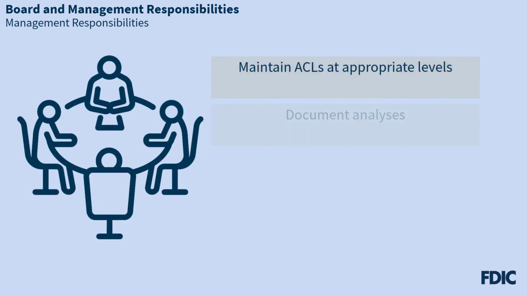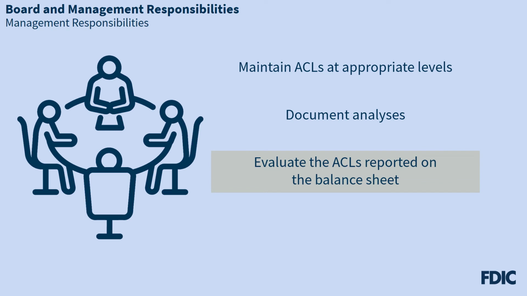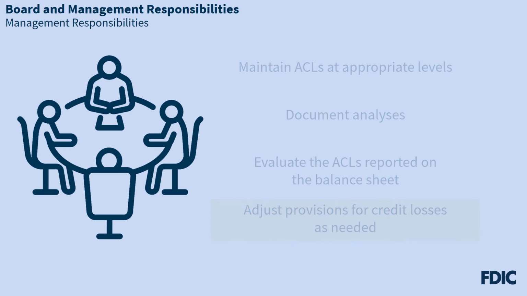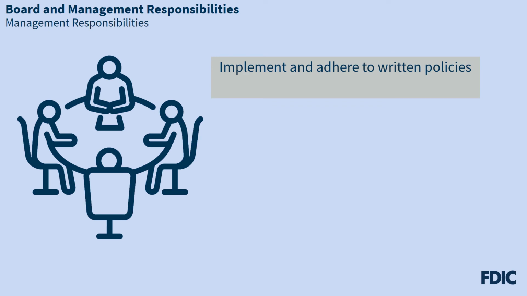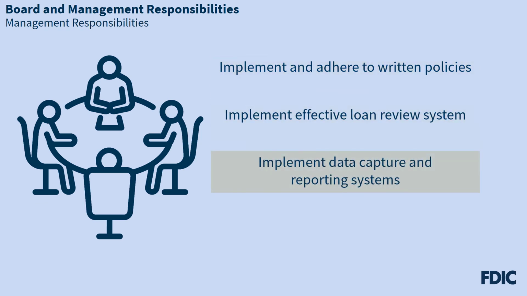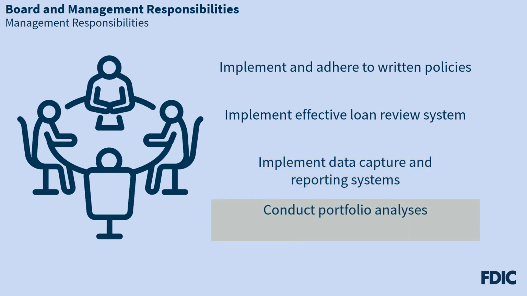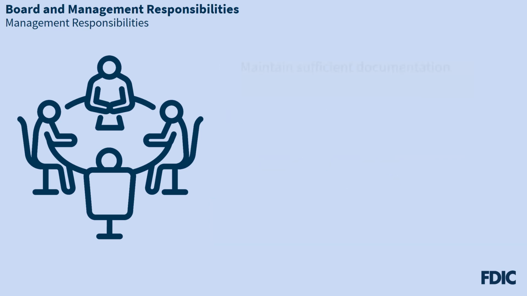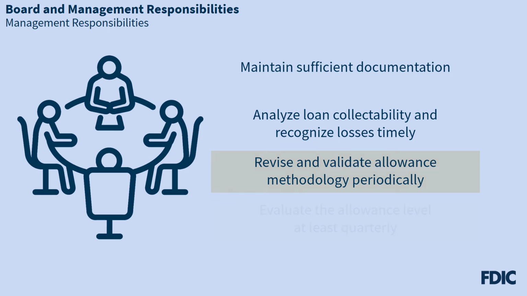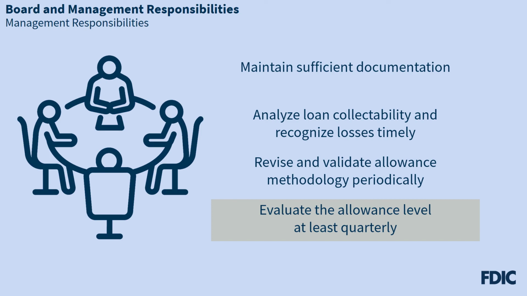Senior management is responsible for maintaining ACLs at appropriate levels and for documenting its analyses. This means that management should evaluate the ACLs reported on the balance sheet as of the end of each period and adjust provisions for credit losses as needed to ensure an appropriate ACL level. In addition, senior management is responsible for implementing and adhering to board-approved written policies, implementing an effective loan review system along with adequate data capture and reporting systems, conducting comprehensive, well-documented, and consistent portfolio analyses, maintaining sufficient documentation on loss estimation methods and assumptions, analyzing the collectability of loans and recognizing loan losses in a timely manner, revising and validating the allowance methodology on a periodic basis, and evaluating the allowance level at least quarterly or more frequently if necessary.